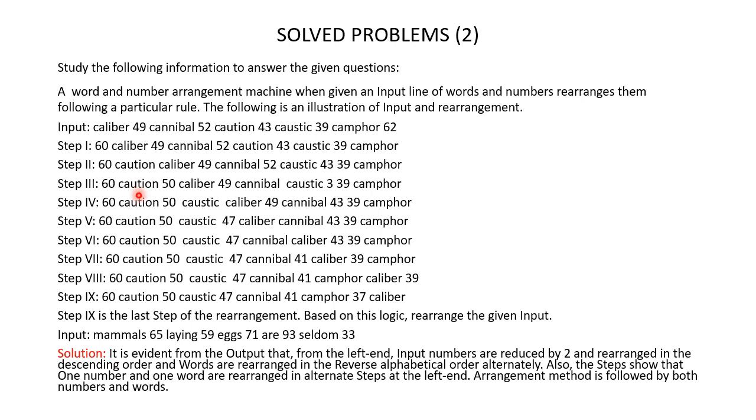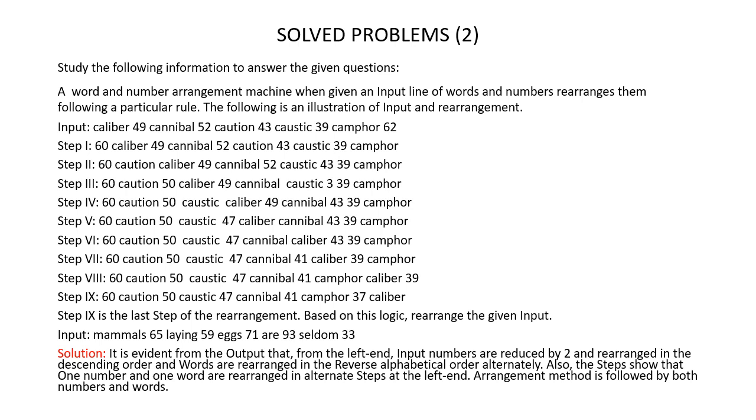The next element that has been rearranged is 50. As you can see, 52 in step 2 has been reduced by 2 to get 50, and 50 has been rearranged and placed at the third position from the left end in step 3. Rest of the elements of step 2 have been written as they are in the same order.